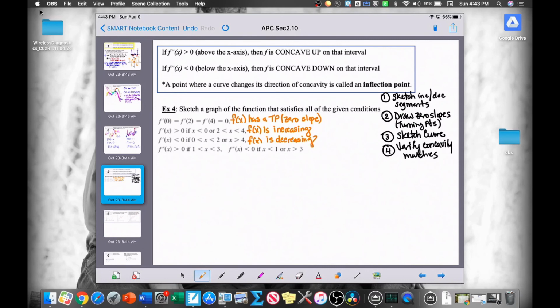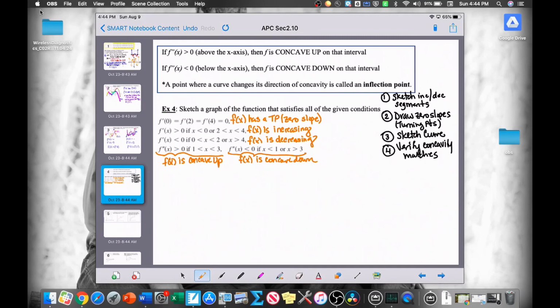And then finally, we have information about concavity. F prime prime, our second derivative, is greater than 0. So the second derivative is positive between x values of 1 and 3. That tells us right here that f of x is concave up. Second derivative is positive, f of x is concave up. Then the second derivative is less than 0, or negative, if x is less than 1 or if x is greater than 3. So this tells us where f of x is concave down.